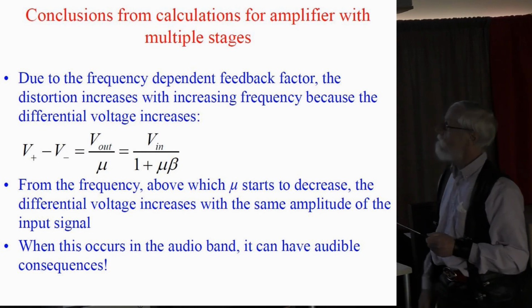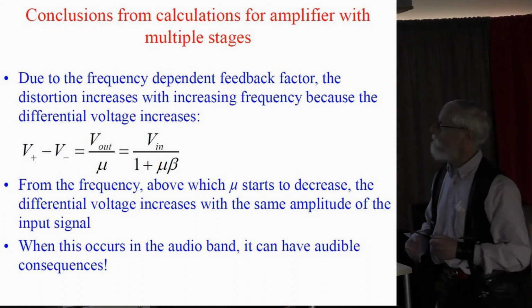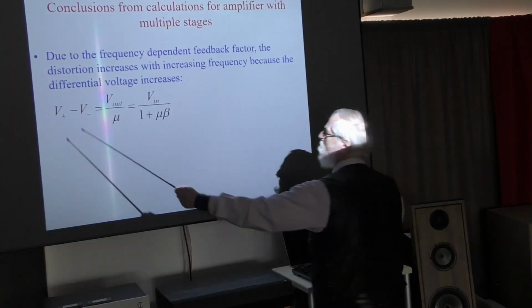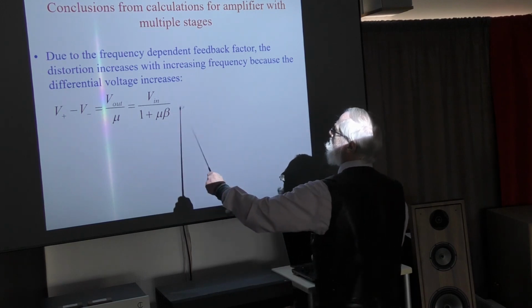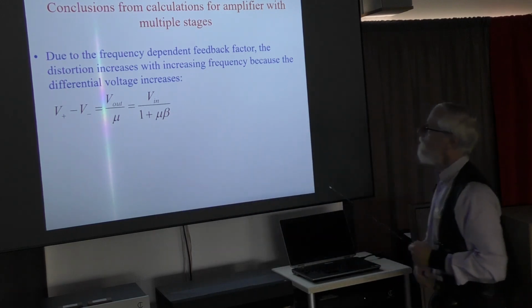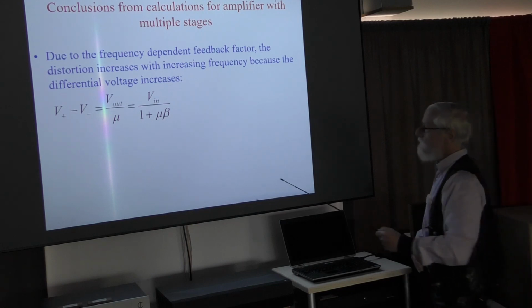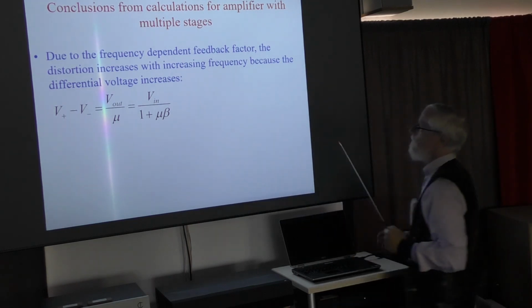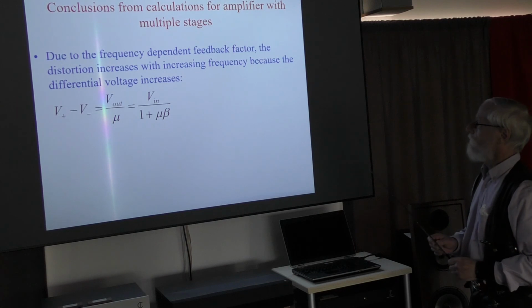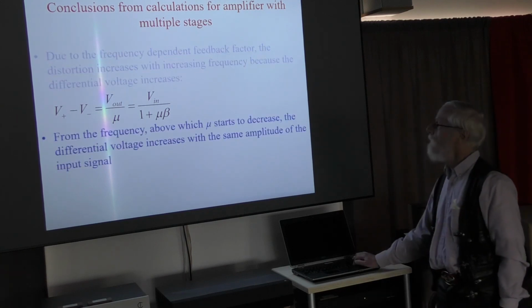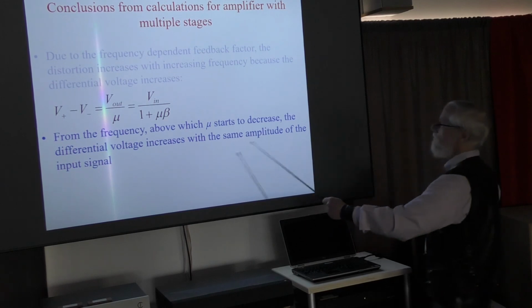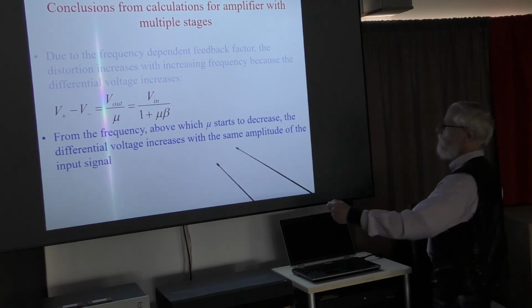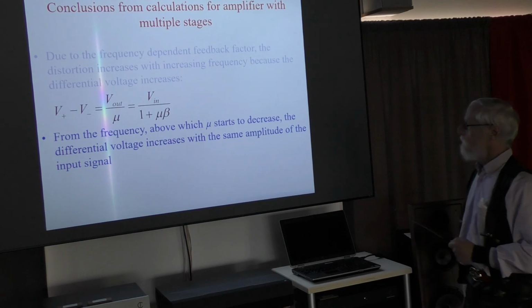It's not that hard to understand if you look at the simple equations. Then you see that the differential voltage, which is input minus feedback signal, is equal to the input signal divided by 1 plus mu beta. And this is exactly the same as the actual amplification itself. So from the frequency above which mu starts to decrease, the differential voltages increase at the same amplitude with the input signal.